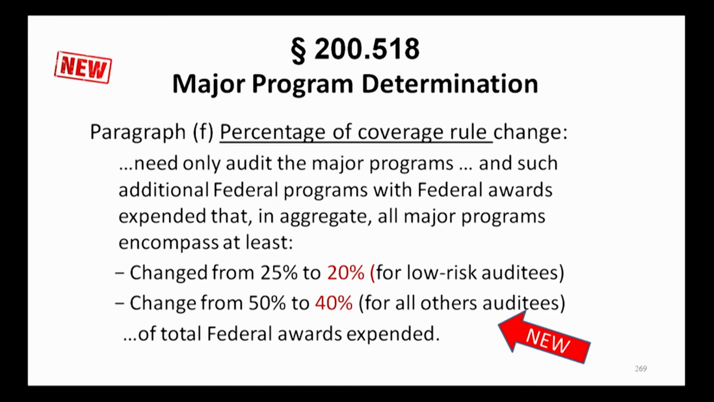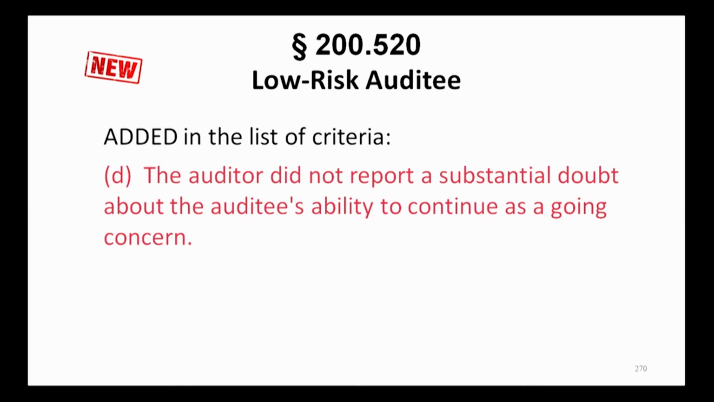So if you are a low-risk auditee, the auditor is going to look at 20% of your federal funds expended of that federal award. That's what they're going to focus in on. So again, this is all about risk management. Where is the greatest risk? So then you can see the difference between low risk versus high risk. If you're low risk, they're going to look at a greater volume of your spending.